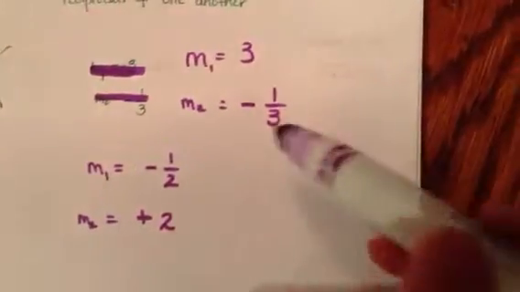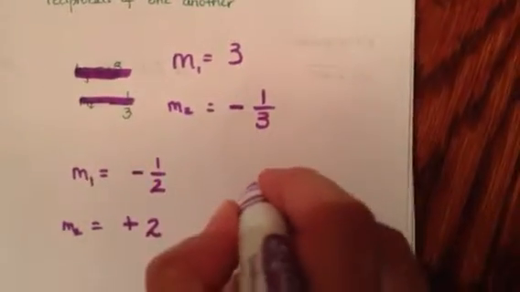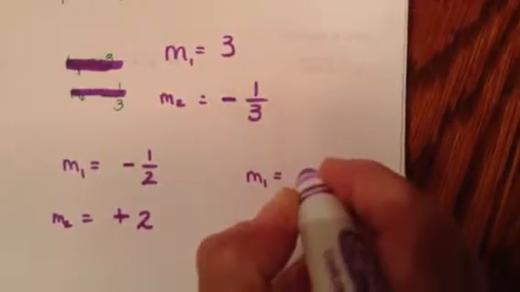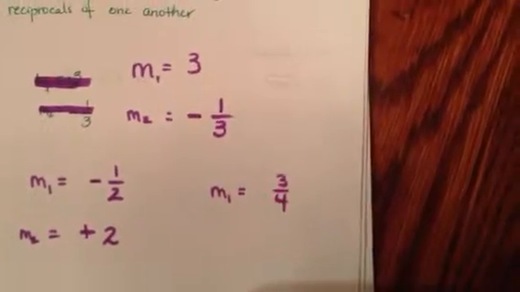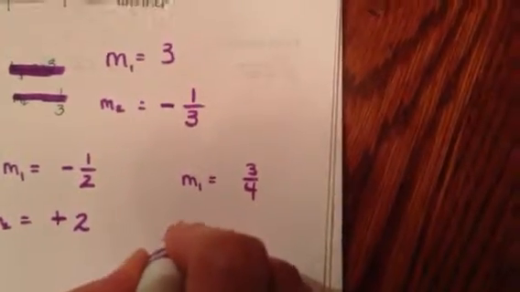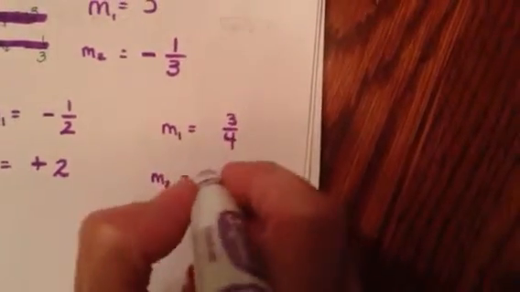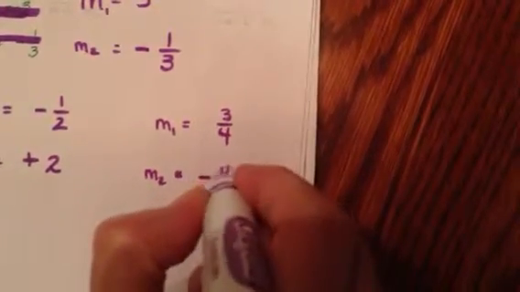Do one more. This is really important that you can find the slopes of perpendicular lines. So let me do another one right here. What if we had a line that had the slope, let's say, of 3/4? What would be the slope of the line that's perpendicular to that? Well, it has to be opposite in sign. So if this one's positive, this one would have to be negative. And the reciprocal of 3/4 is 4/3. Just flip it upside down.